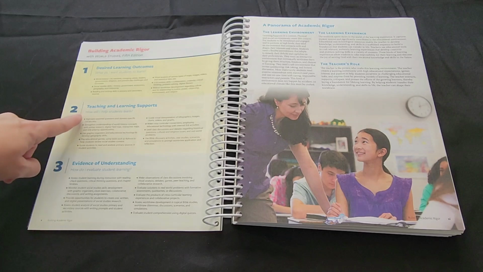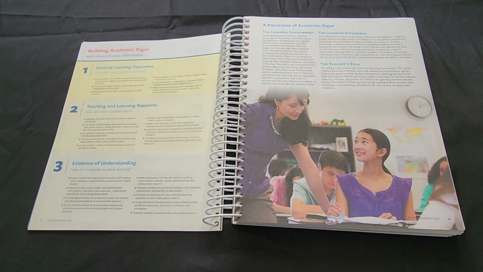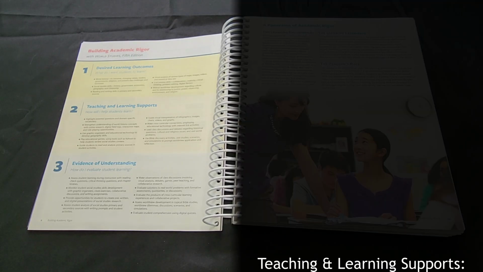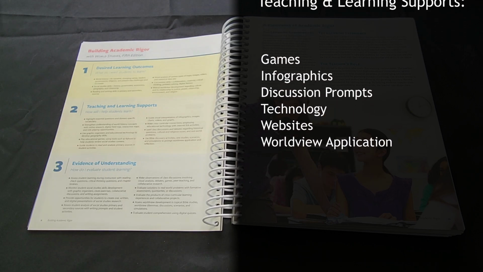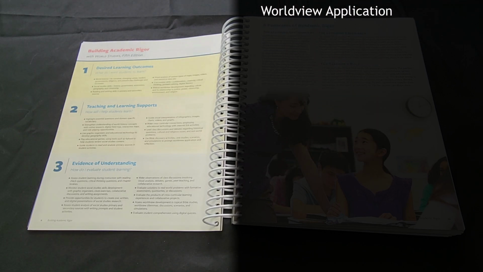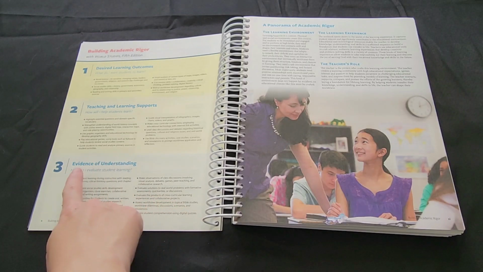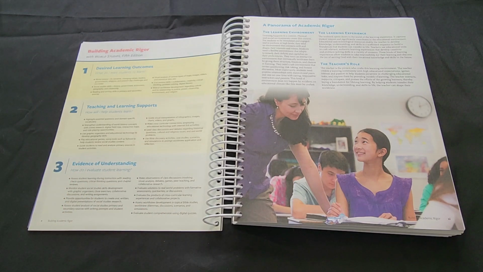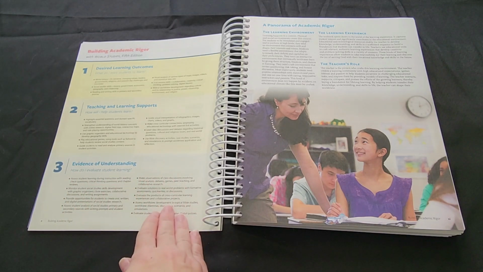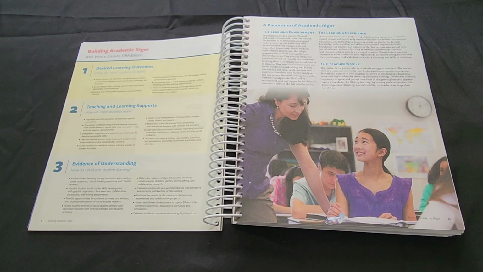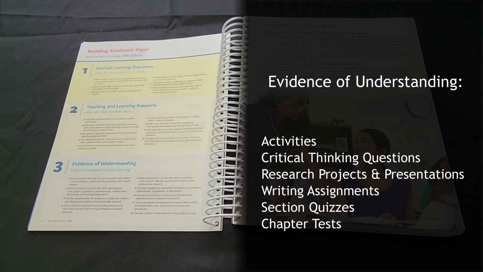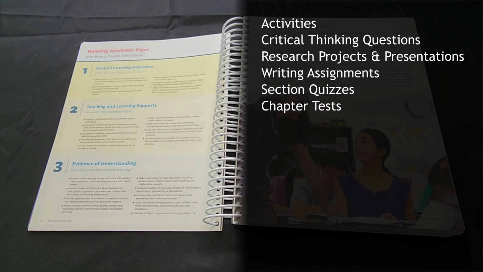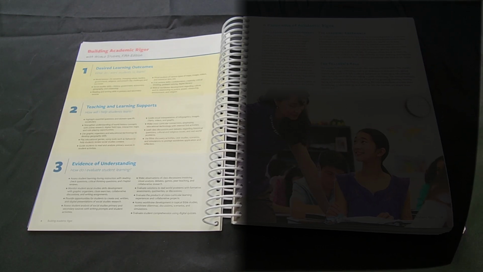Teaching and Learning Supports answers the question of how to help your child learn by suggesting different teaching strategies and resources like games and infographics, discussion prompts, technology and websites, and worldview application. Evidence of Understanding evaluates what your child is learning. You can assess and evaluate your child's learning in a variety of ways, including activities, critical thinking questions, research projects and presentations, writing assignments, as well as quizzes and tests.